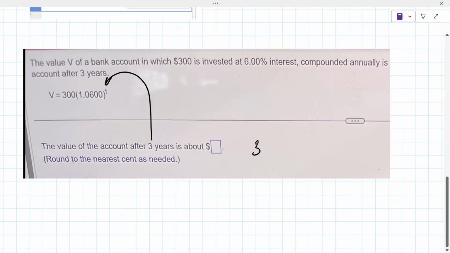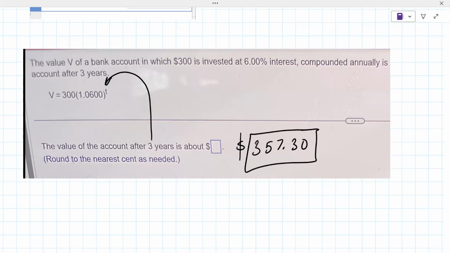And that's 357.30. That's all it does. You just plug that in right into the power. That's it. You don't need the dollar sign, just round to the nearest cent.